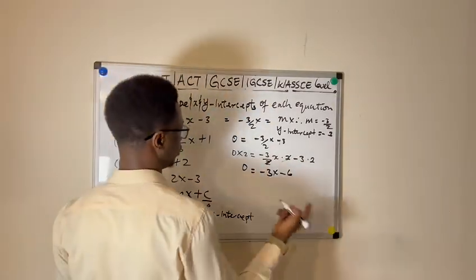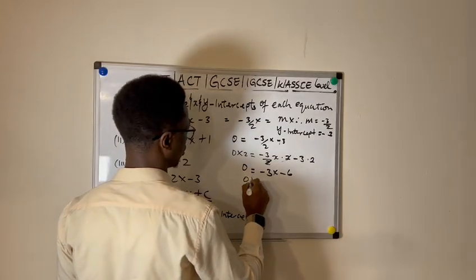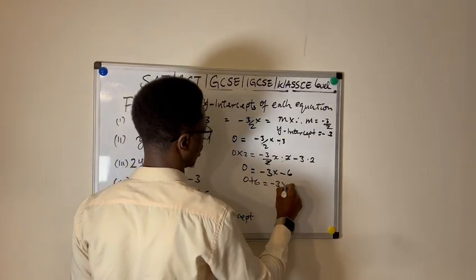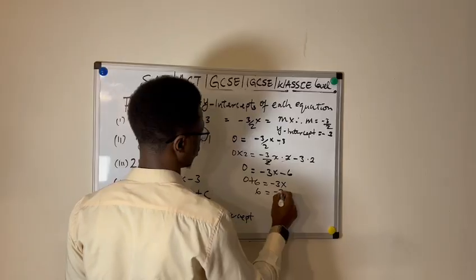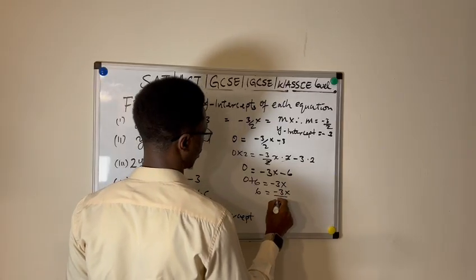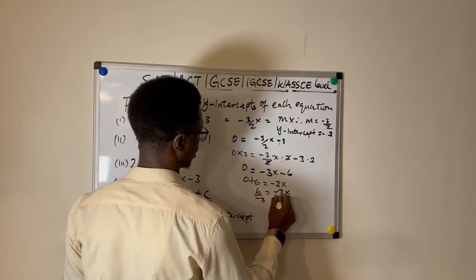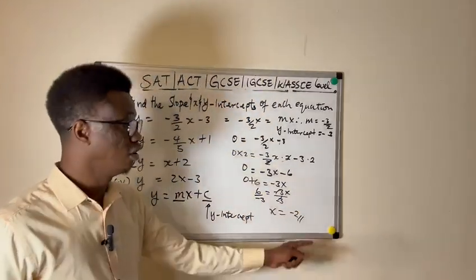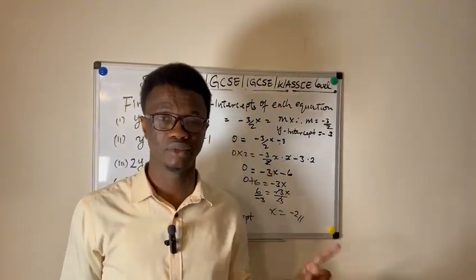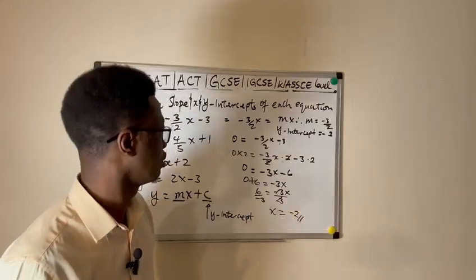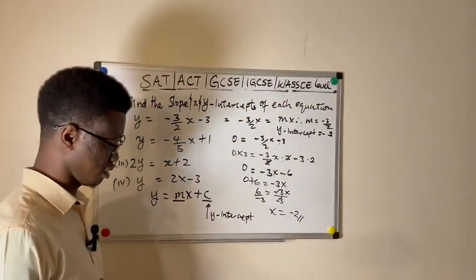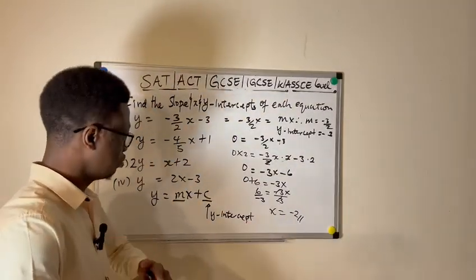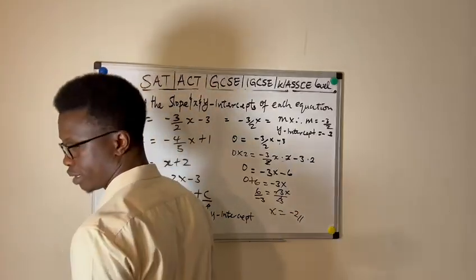Okay? Now what do you do? You bring this one over, this becomes 0 plus 6 equals minus 3x. This is 6 equals minus 3x. Divide both sides by minus 3. This and this go, and my x equals minus 2. Okay? So that is the x-intercept of this equation. Okay? So that's the first one. Now, let's do the second one.